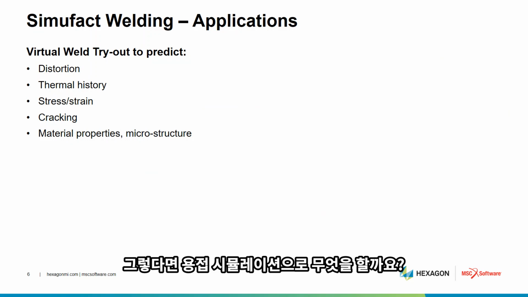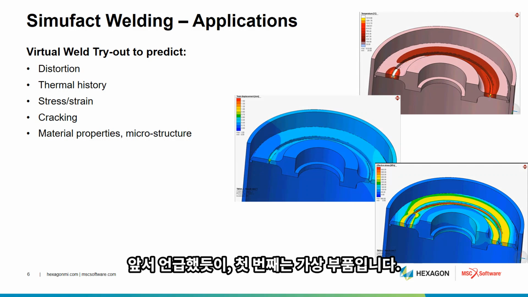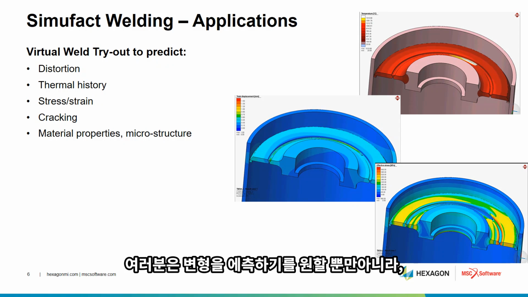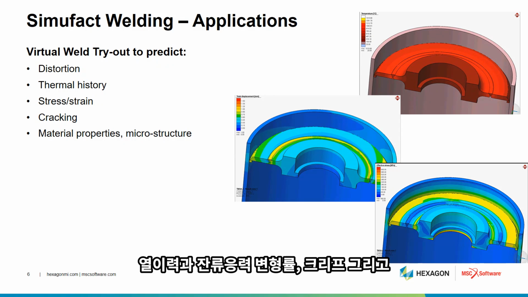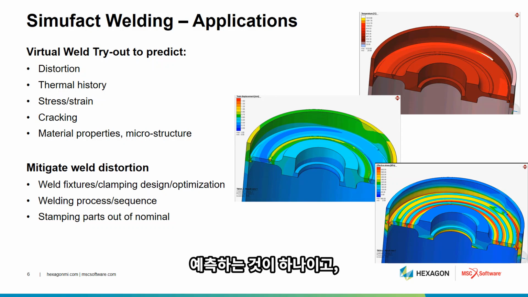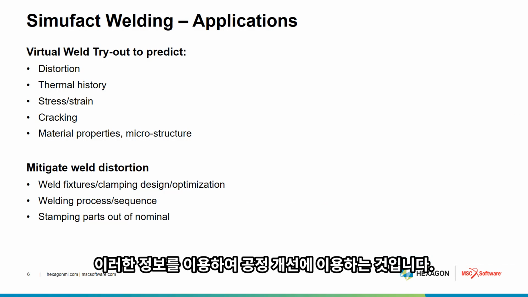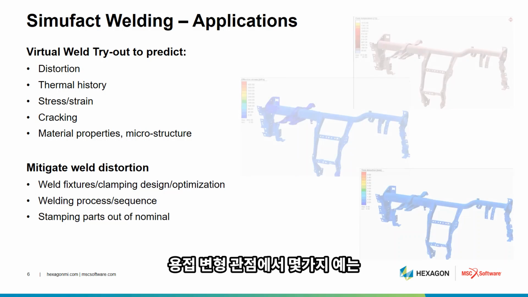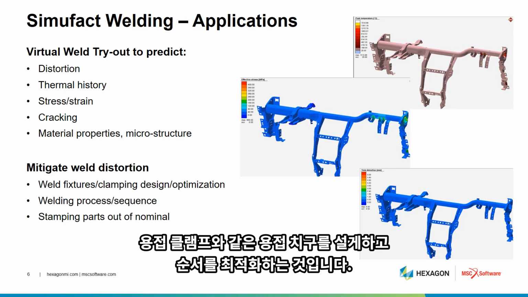So what is it that we do with welding simulation? Well, first, as I mentioned before, it's a virtual tryout. So you'd want to be able to predict weld distortion, but also the thermal history, residual stress, strain, potentially even cracking, as well as material properties and microstructure and the like. But to predict it is one thing, but to take advantage of that information and use it to improve the process is another. So some examples of that, just on the weld distortion standpoint, creating weld fixtures, designing those fixtures, clamping design, sequencing, and optimization.